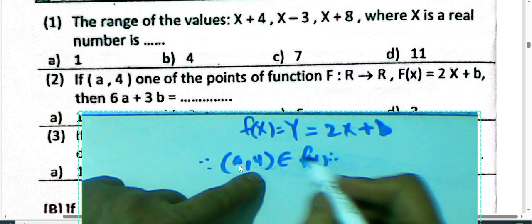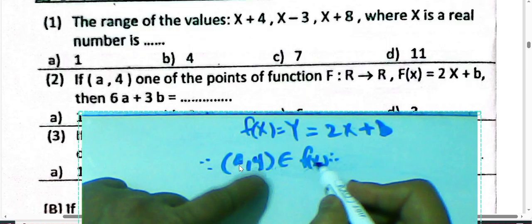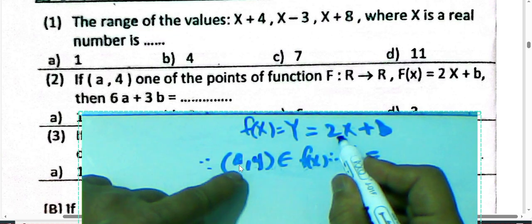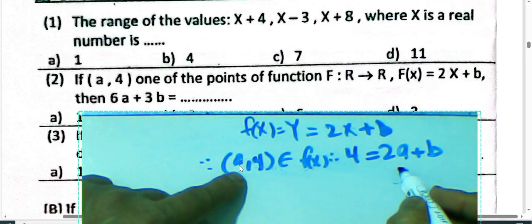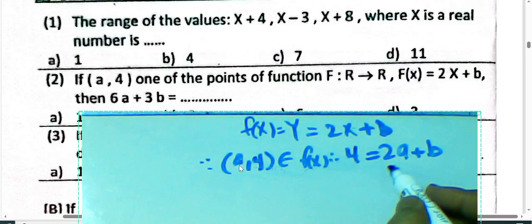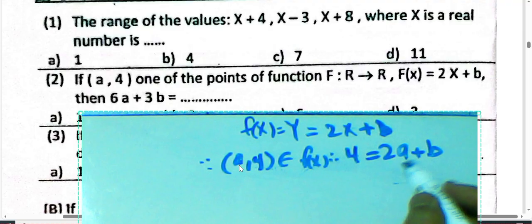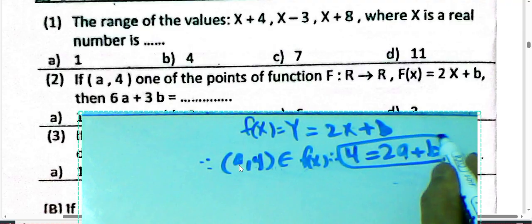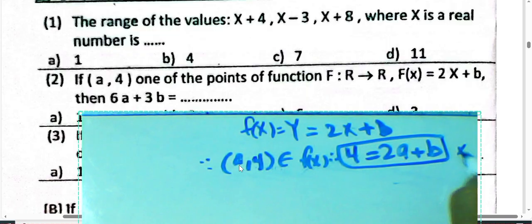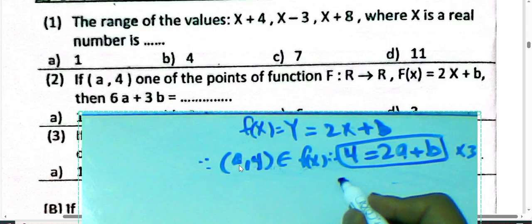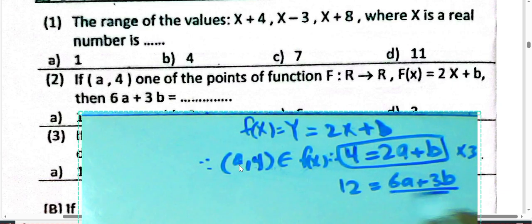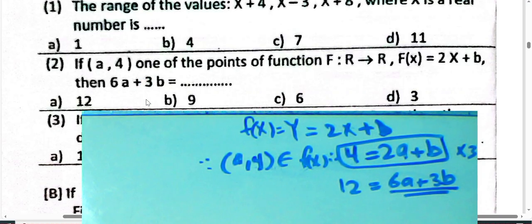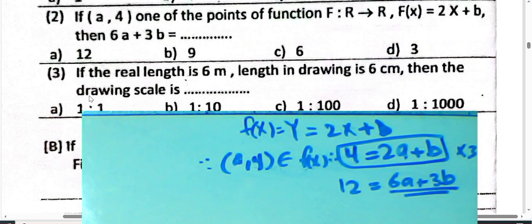Then it satisfies the function. Put here the value of y as 4 and x equal to a, right? So 4 equals 2a plus b. He wants to find the value of 6a plus 3b. If we multiply this equation, right hand side and left hand side, by 3, what happens? Look here, 3 times 4 equals 12 and 3 times 2a equals 6a, and 3 times b equals 3b. Then 6a plus 3b equals 12. So the solution of this example will be 12. Choose letter A.